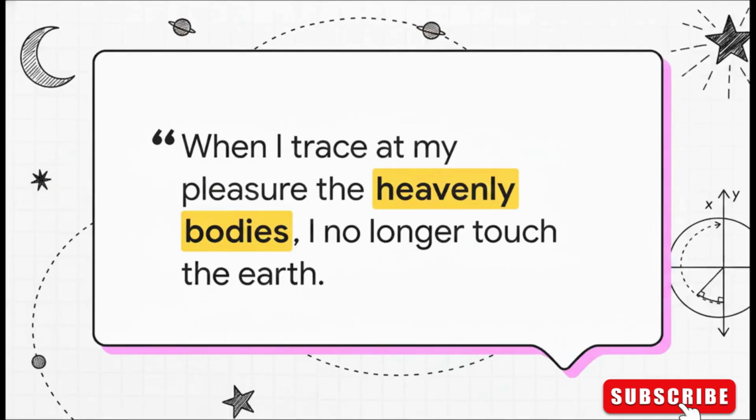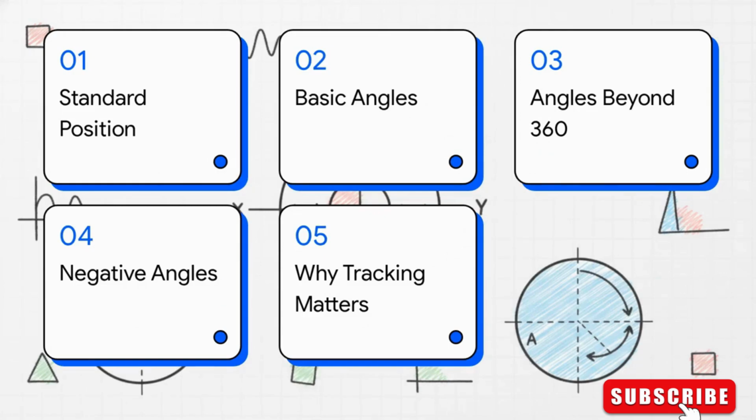Just to get us in the right mindset, there's this fantastic quote from the ancient astronomer Ptolemy: "When I trace at my pleasure the windings to and fro of the heavenly bodies, I no longer touch the earth with my feet." He felt this profound sense of cosmic wonder when tracking the stars, and honestly, that's exactly what trigonometry allows us to do. We're taking that exact sense of wonder and translating it into the precise mathematical mechanics of tracing angles on a grid. So here's our roadmap for today.